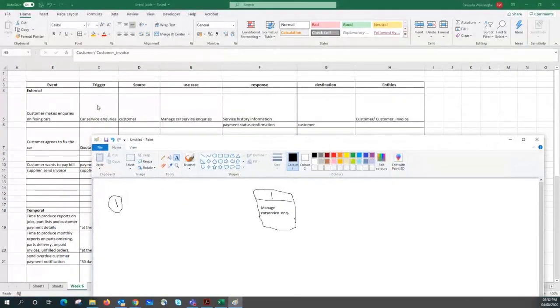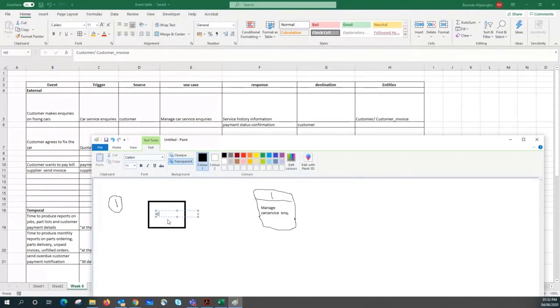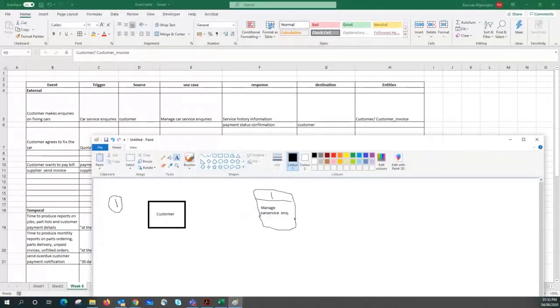Okay, so I need now an external agent, right? The customer is the one who is sending, triggering that event, right? So definitely I need that external agent. So I take this one, so this is my customer. Right. So what is the trigger? So what triggers this process? Car service inquiry. Right. So inquiry comes in, right?